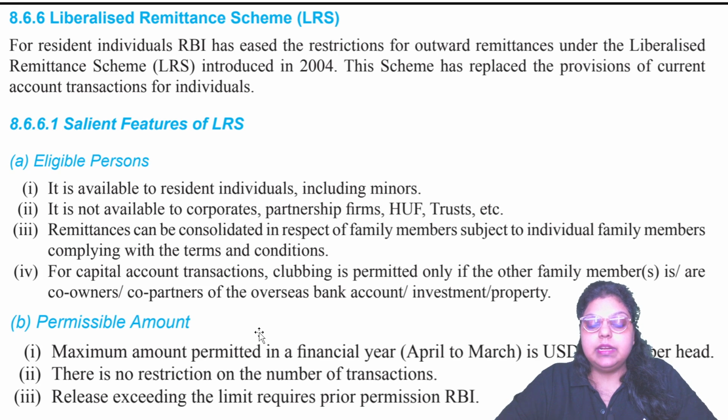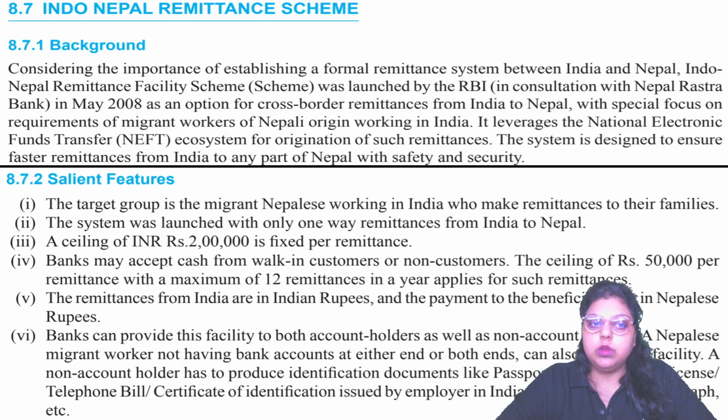Remittance can be consolidated in respect of family members, subject to the individual family members complying with the terms and conditions. For capital account transactions, clubbing is permitted only if other family members are co-owners or co-partners of the overseas bank account, investment or property. Also, the maximum amount permitted in one financial year is $2.5 lakh per head, including minors. There is no restriction on the number of transactions. If it exceeds the limit, it requires permission of RBI. If you have to invest more than $2.5 lakh, you need RBI's permission.